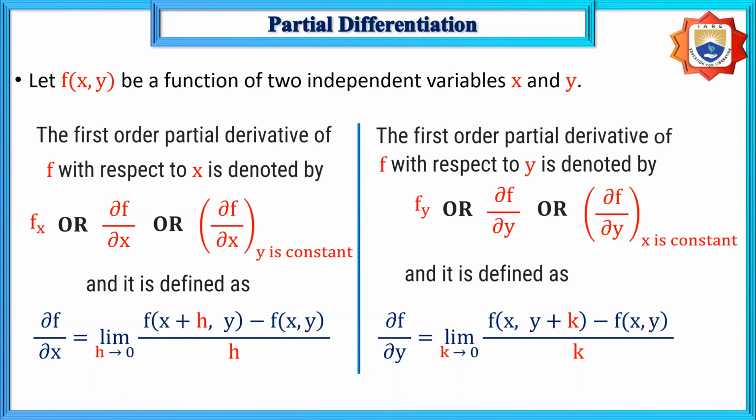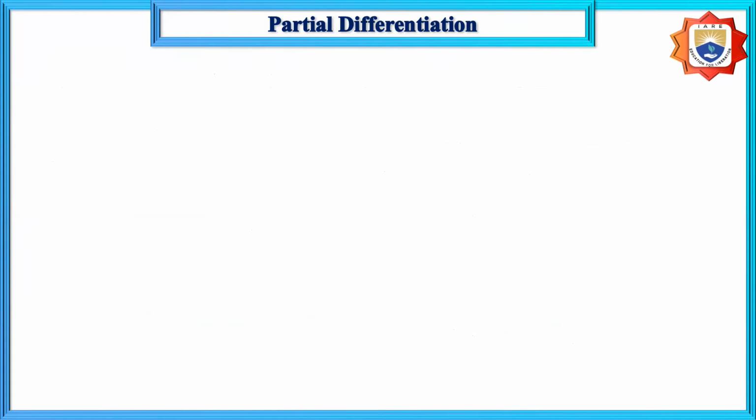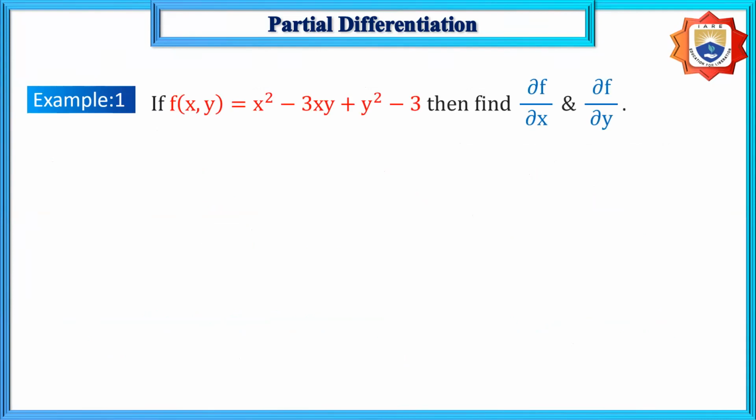And similarly, now we'll discuss the second order partial derivatives. But before going to the second order, here is an example based on the first order, that means based on ∂/∂x and ∂/∂y. You need to observe here also: if f(x,y) = x² − 3xy + y² − 3, then my question is to find ∂f/∂x and ∂f/∂y.